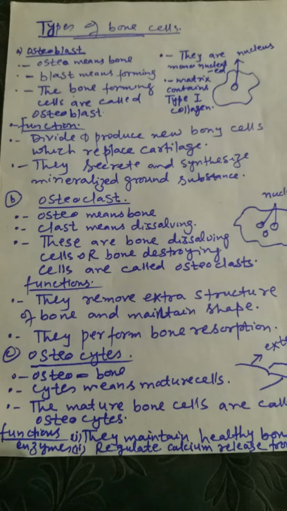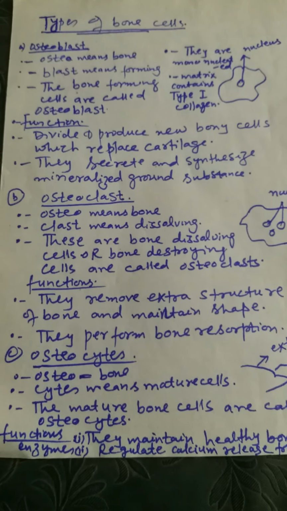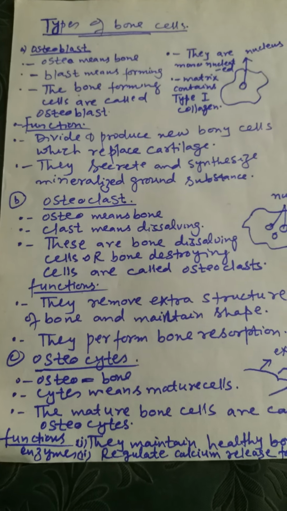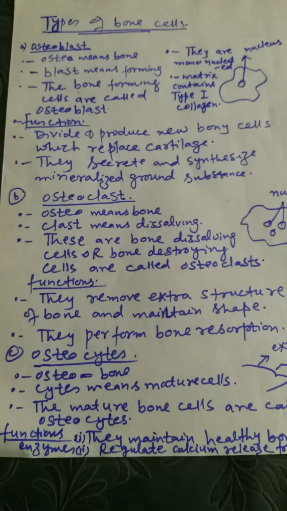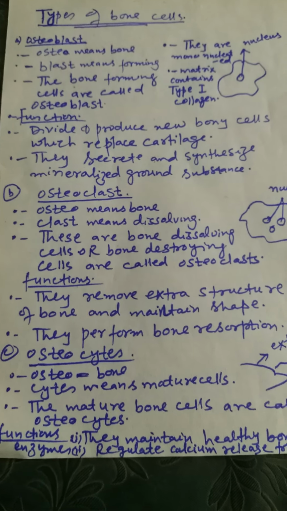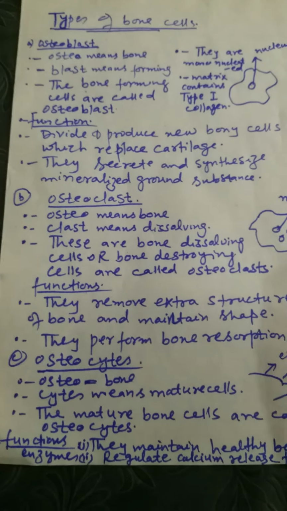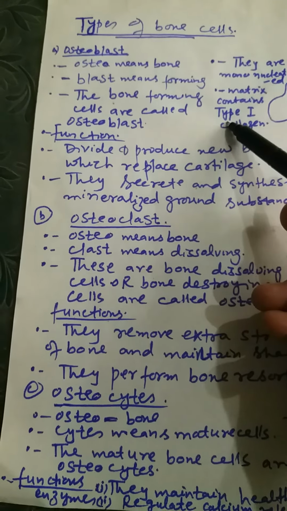There are three types of bone cell. Number one is osteoblast. Osteoblasts are bone cells. Osteo means bone and blast means forming. So bone forming cells are called osteoblasts.